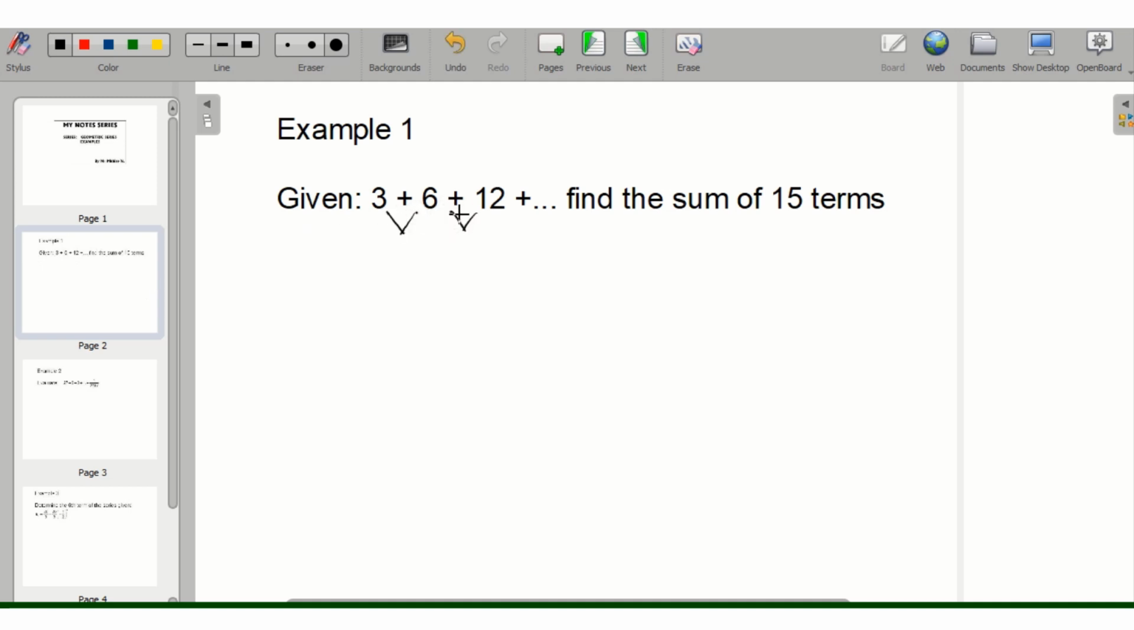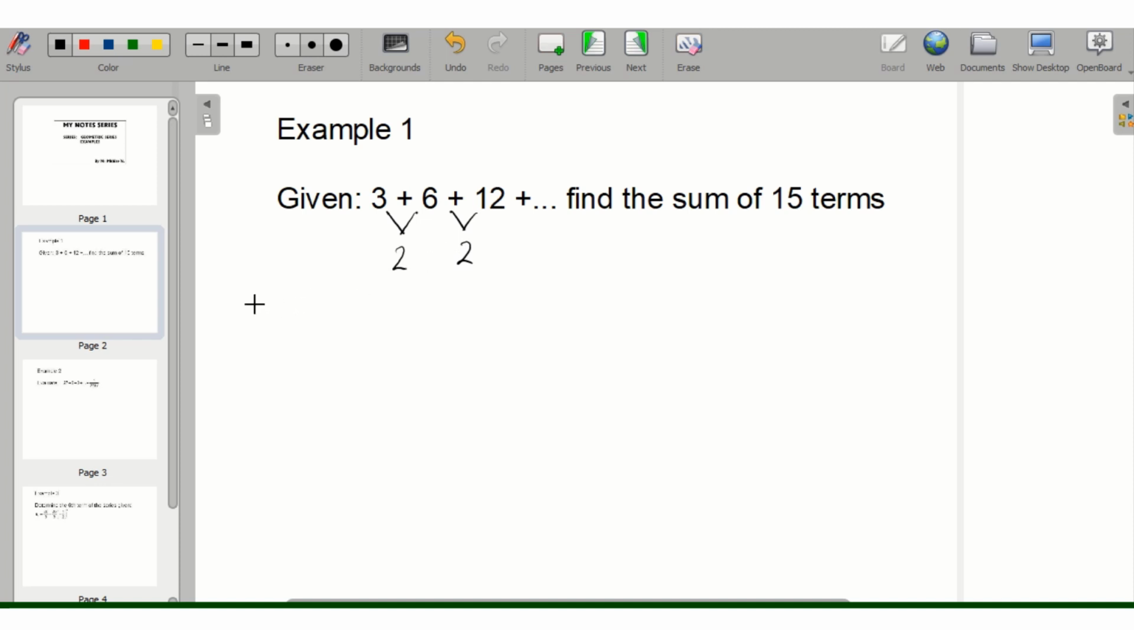So if you find the difference here, 6 minus 3, that will be 3, and if you say 12 minus 6, that would be 6. So obviously you do not have an arithmetic series, so we can get rid of this. So then we say 6 divided by 3, well, that will give us 2. 12 divided by 6, that will give us 2. So that tells us we have a geometric series.